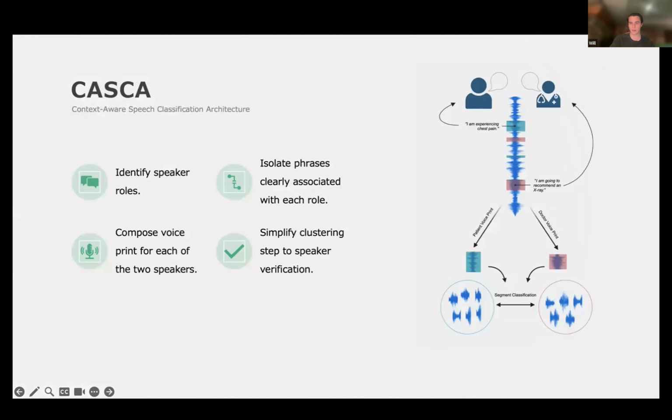Casca stands for Context-Aware Speech Classification Architecture. And it's also the name of our startup. So we thought that was kind of funny.